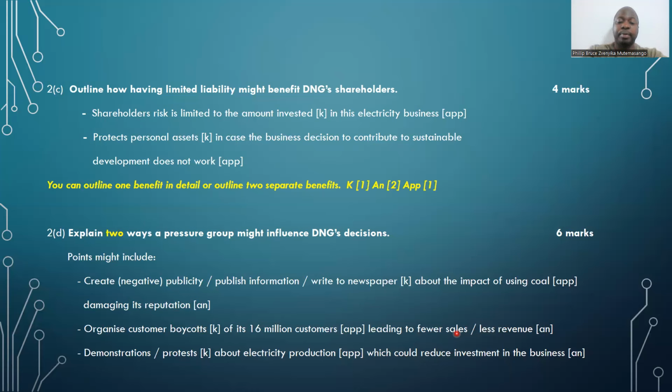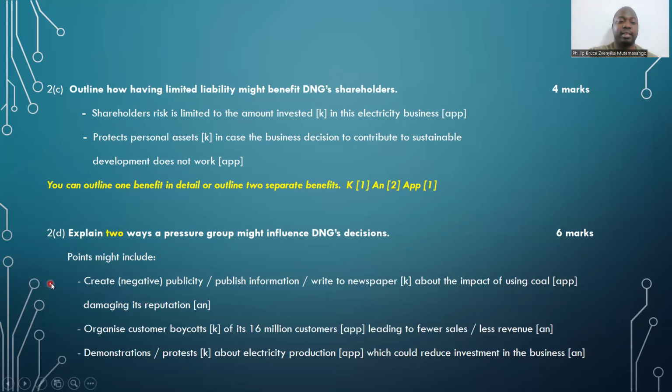And then another point you may think of, you can say they may organize demonstrations or protests about electricity production, that is application, which could reduce investment in the business. And that acts as your analysis. So remember, fact, analysis, and application times 2, then you get your 6 marks. And your points should be clear, not vague.